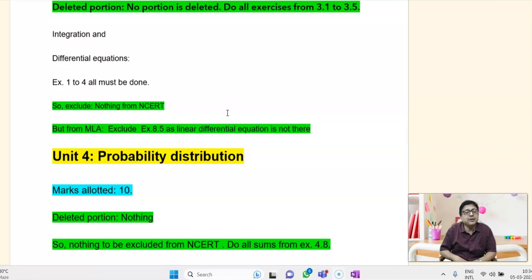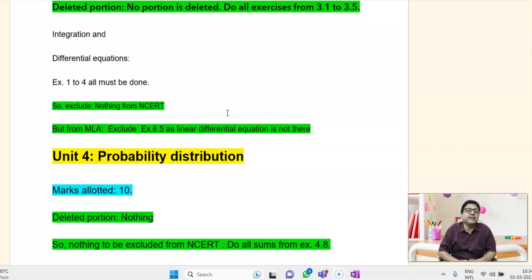Okay, if you go back to integration, what you have to do, all indefinite integration and definite integration topics are included. And never forget to revise sums from properties of definite integration. Definite integration, everything is there.